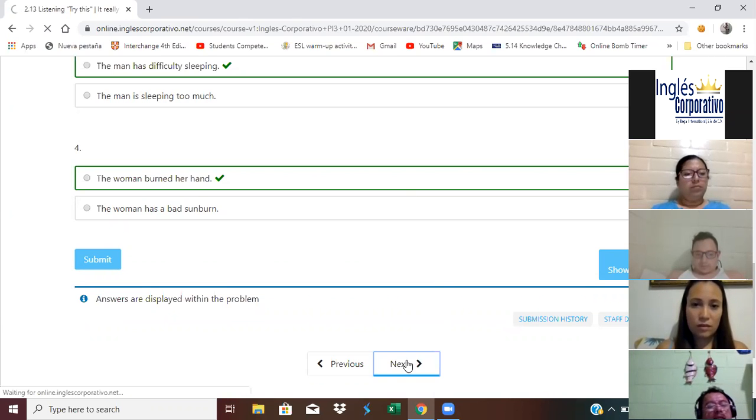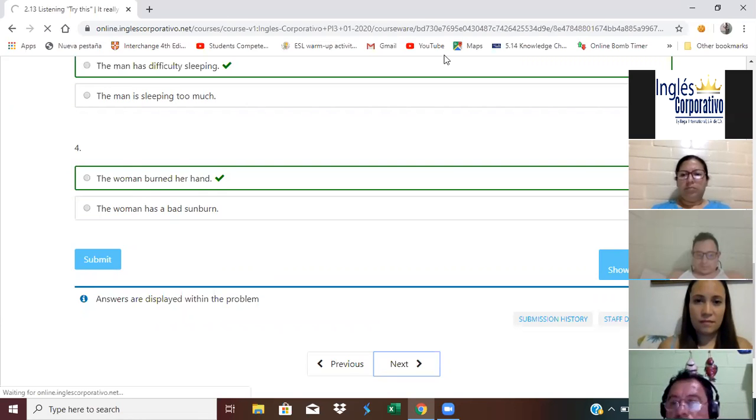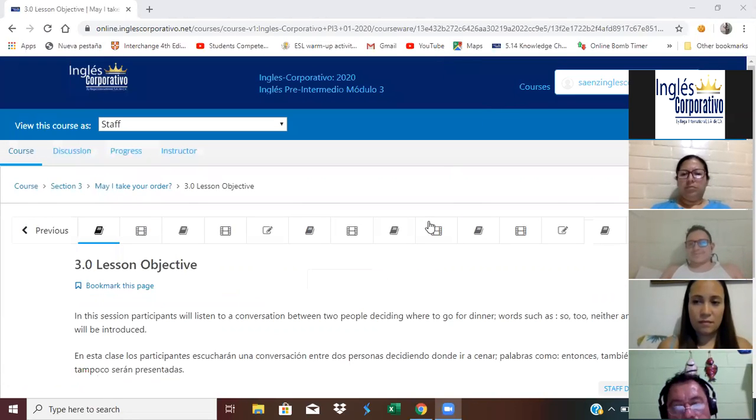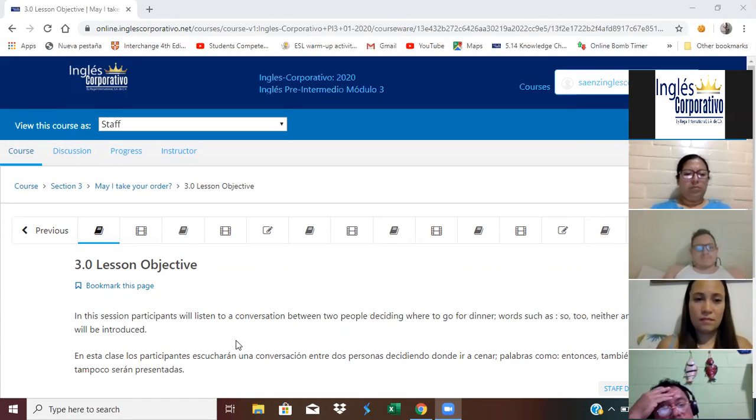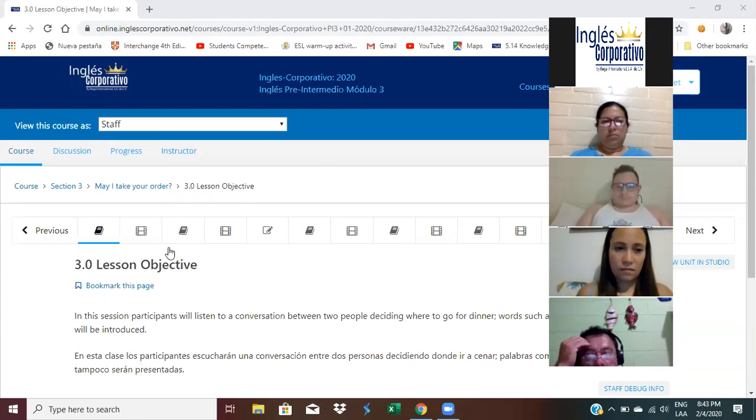Okay, now we're going to move on and practice the next section. I'm going to put you on mute because I hear a lot of interference. We're going to be looking at section number 3. In this session, participants will listen to a conversation between two people deciding where to go for dinner. Words such as so, too, neither, and either will be introduced.